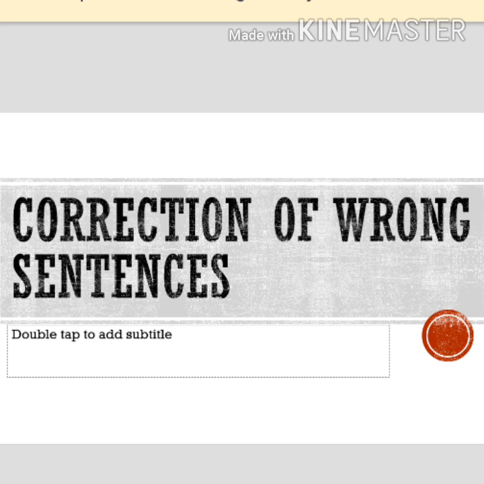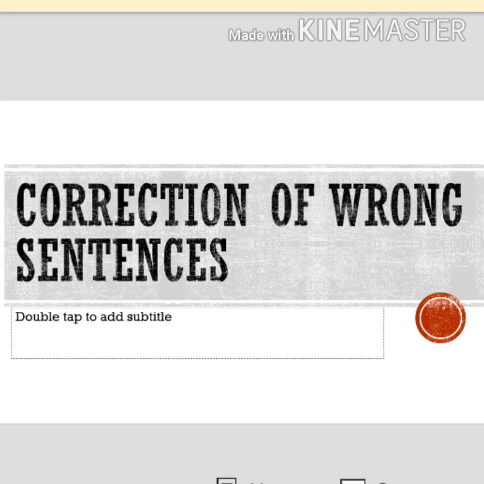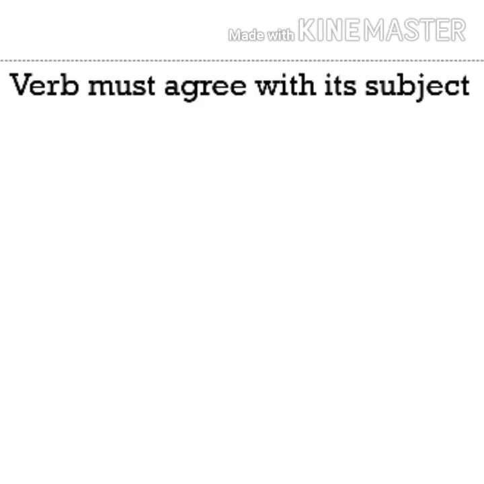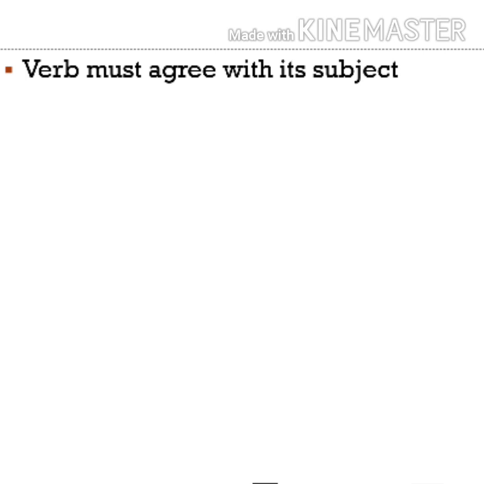These basic rules are neither too many in number nor very difficult to learn. So let's see these rules. Rule number 1 is that the verb in a sentence must agree with its subject in person and number. Many mistakes in written English are made because we do not observe this rule.